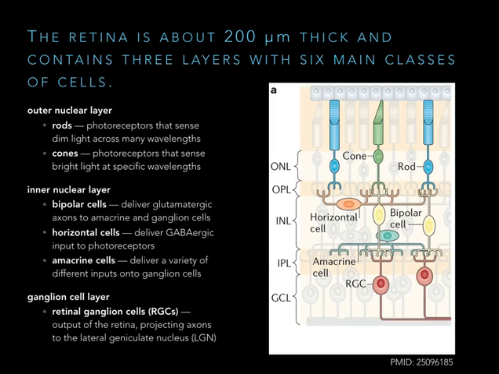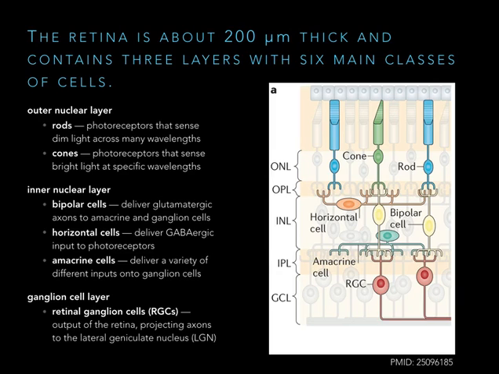Horizontal cells are going to deliver GABAergic input to the photoreceptors to help improve contrast at edges. And the amacrine cells are actually a diverse class of cells with a variety of different functions. We'll just sort of sweep them under the rug and not worry about our amacrine cells at this point. But they're going to communicate to the retinal ganglion cells.